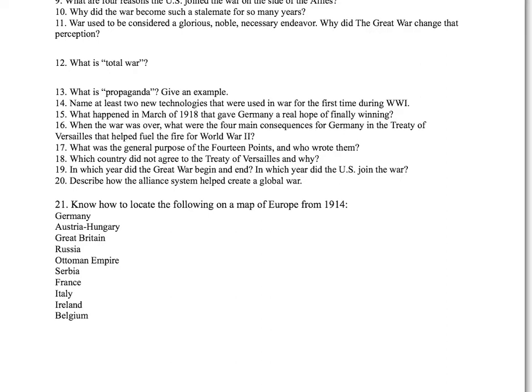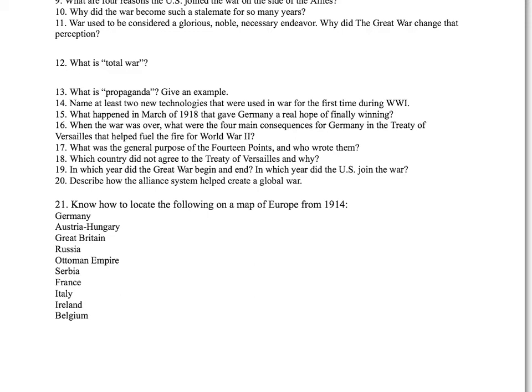15. What happened in March of 1918 that gave Germany a real hope of finally winning? This is when the Russians pulled out of the war. Remember, they had their revolution back home. They had a new leader, Lenin. And he decided to appease the Russian people, give them what they wanted. And what they wanted was out of the war. All right, so 15, the big thing that happened was Russia left the war. They signed an armistice to stop fighting Germany.